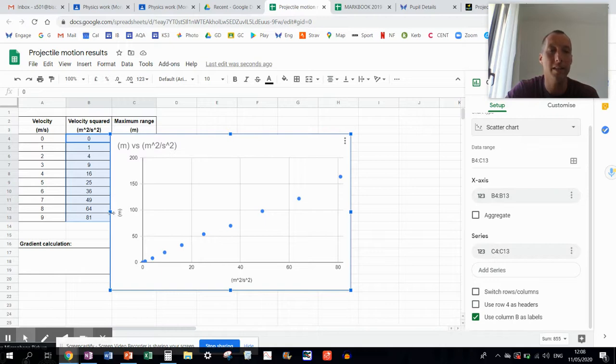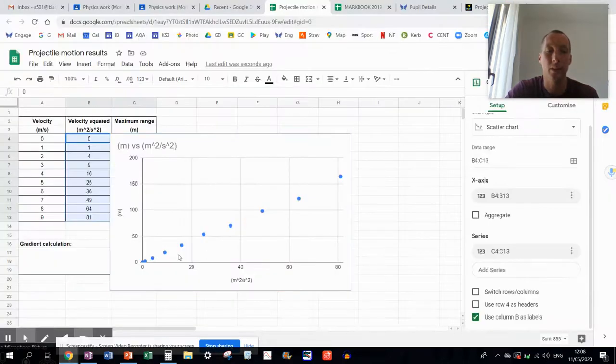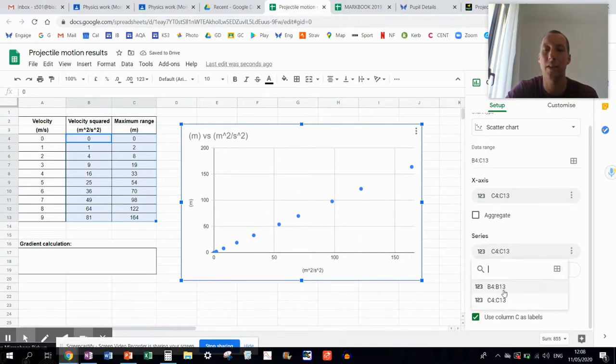Now, if I just click back onto here, on the y-axis I wanted v squared, and on the x-axis I wanted s max. Okay, so is that the way round they've put it? Well, if you have a look at the values here, s max goes up to 164, which is this one. So they've put them the wrong way round. So I'm going to choose on the x-axis, instead of using the data from B, I want to use the data from C. So I need to click down there, and vice versa on the other one. Instead of choosing C, I'm going to choose B.